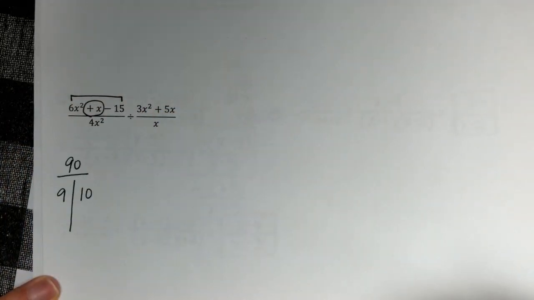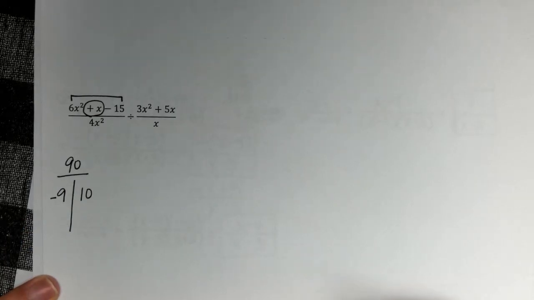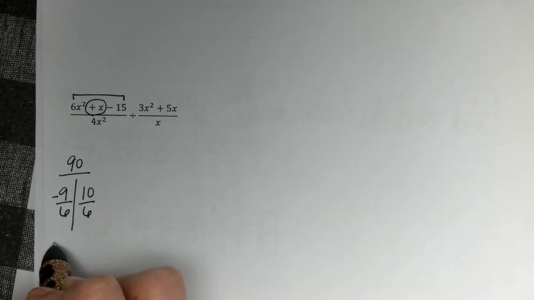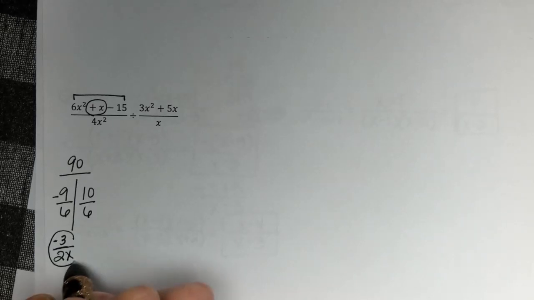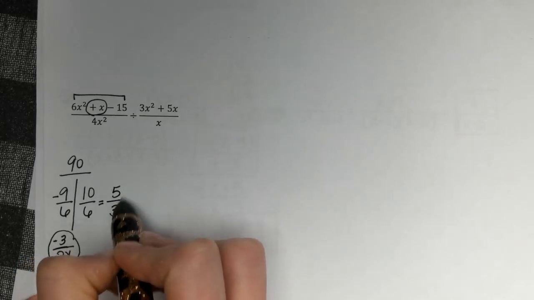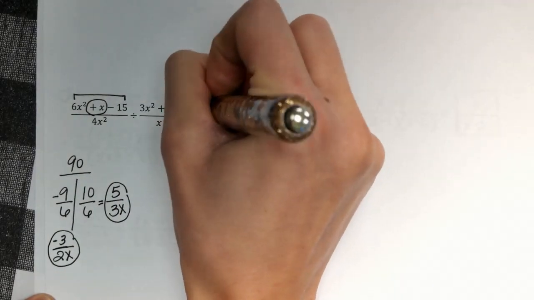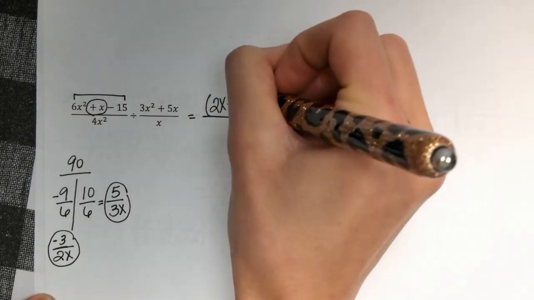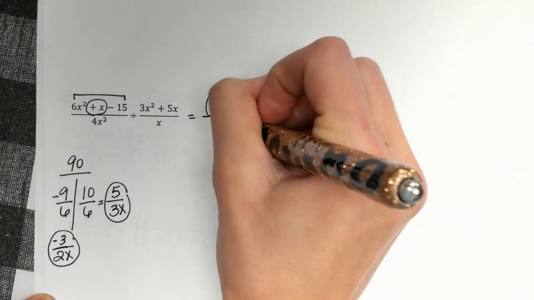Which one's going to be positive? The 10, the largest factor. Okay, so 9 is going to be negative. And then what do I need to do? Divide by 6 and simplify. So negative 9 over 6 can be divisible by 3, so negative 3 over 2. And then bottom takes the x. 10 over 6 is 5 over 3. Bottom takes the x. So that factors to 2x minus 3 times 3x plus 5 over 4x squared.